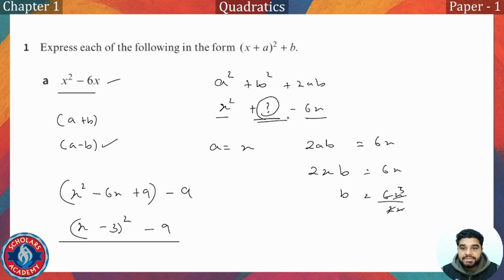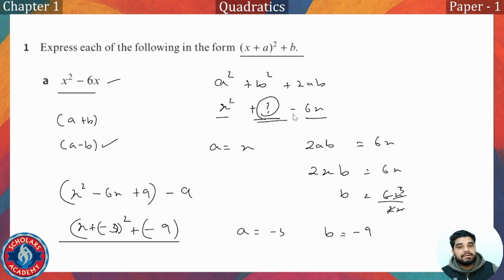Okay, so this is in the form of x plus a whole square plus b. So if I want to write plus b, we can just write it like this. Okay, so now my a is equal to -3, b is equal to minus 9. Clear according to this quotient? Okay, let's move forward.